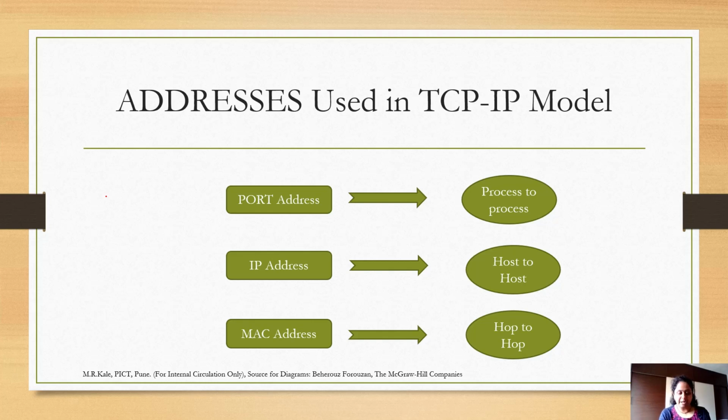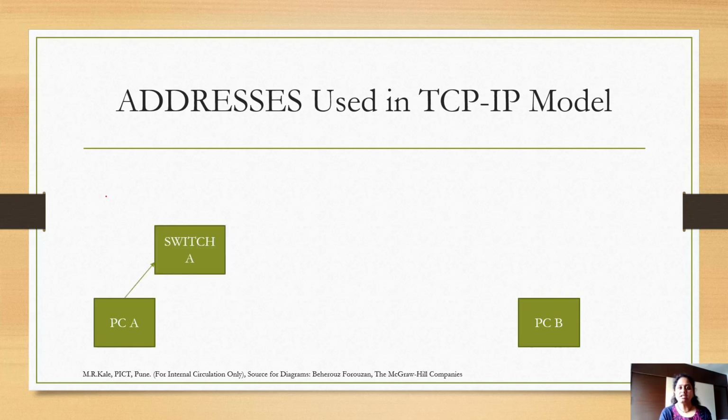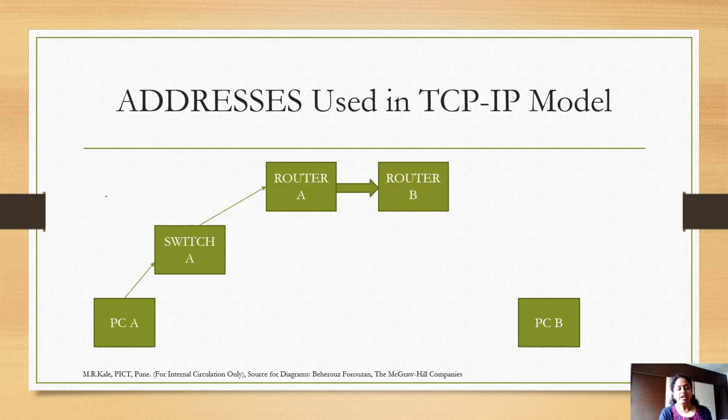To understand this better, let us see the next slide where a simple example of a smaller network is shown. We have two PCs, PC A and PC B. Assume that PC A is the sender and PC B is the receiver. In our simplest setup, PC A is connected to its corresponding switch, switch A. Switch A is connected to router A, router A to router B, and through switch B it is connected to PC B. So when the data packet is moving from one location to another, it has to take this path.